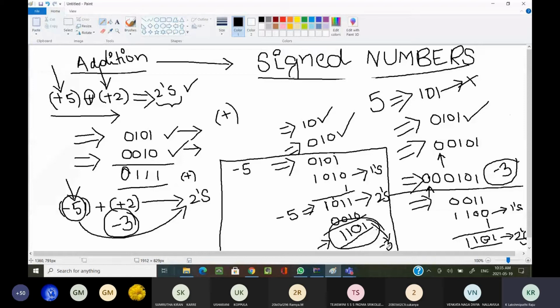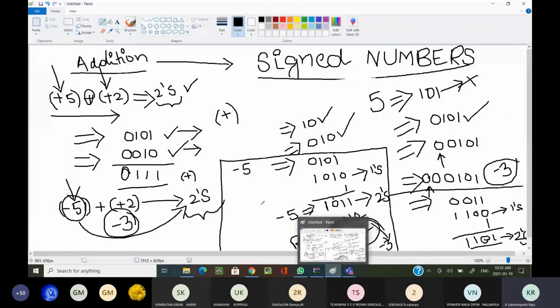That is the point we have to understand very clearly. The numbers we have taken and the way we are performing the operation, by using which complement, the result we are getting is also in that complement form. The result is also in 2's complement representation.